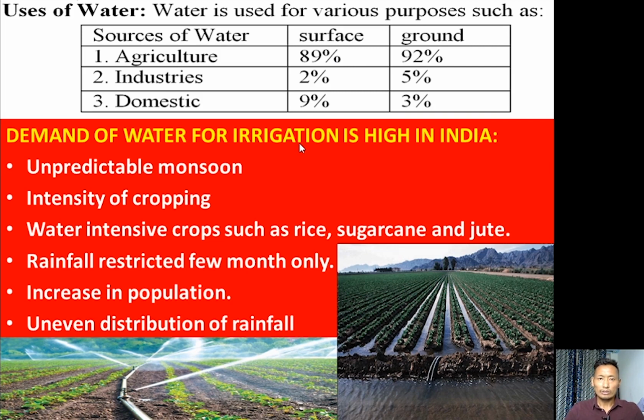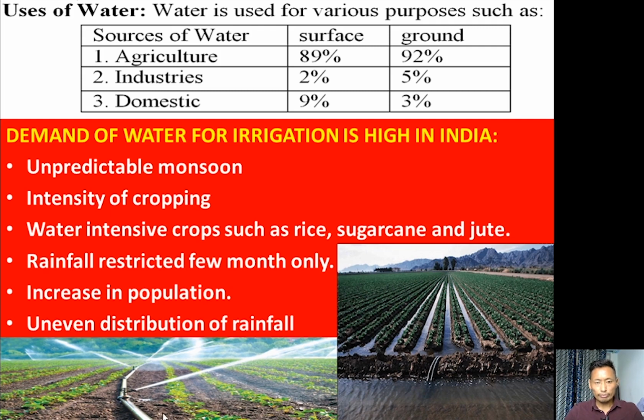So here, first we discuss that the water utilization, both surface and underground water, is very high in the agriculture sector. The uses of underground and surface water are taken to agricultural land with the help of irrigation. So the demand of water in irrigation is high. Why? Because of these reasons.